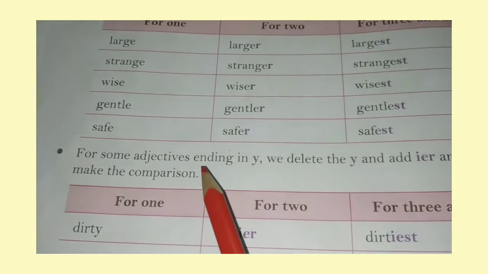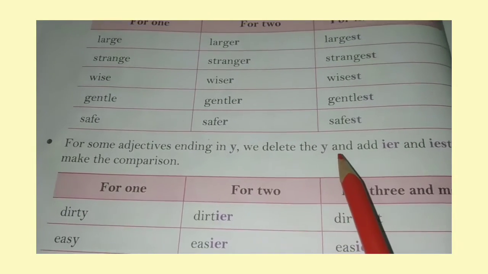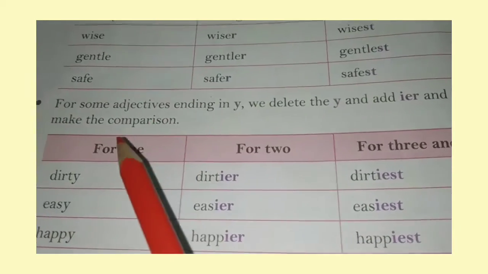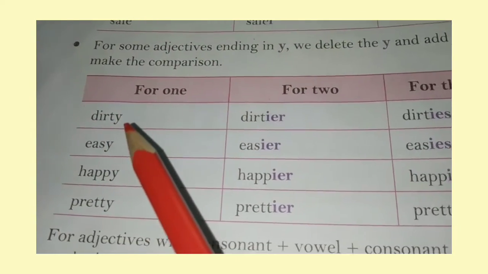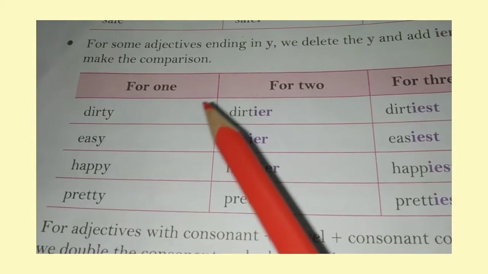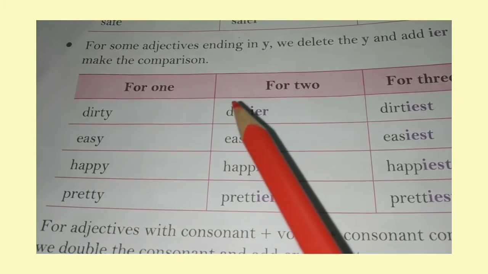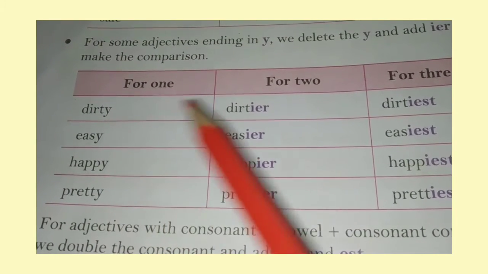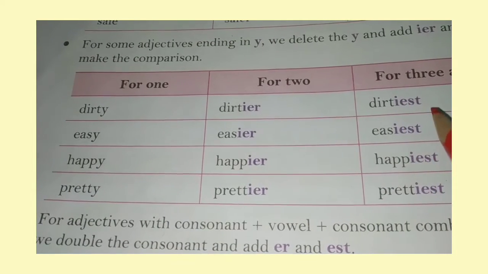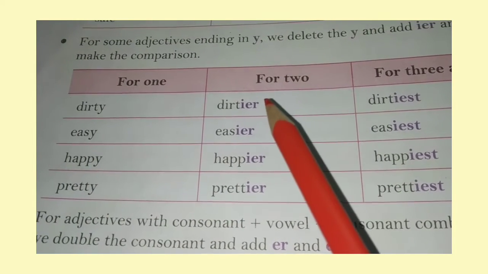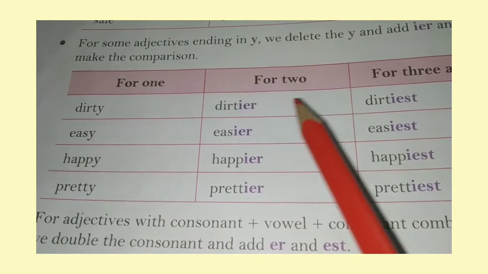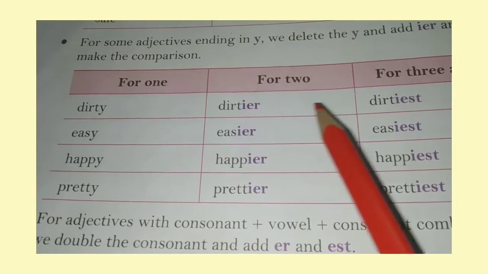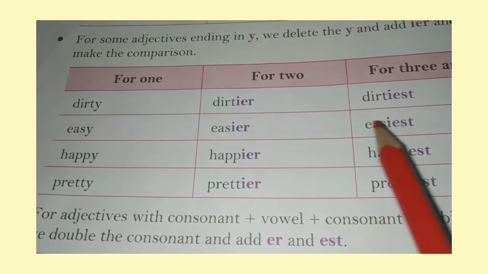Next one is, for some adjectives ending in y, we delete the y and add ier and iest to make the comparisons. Here you can see all the words ending in y. When you compare things or persons, we remove that y and add ier and iest. Remember, for comparing two things we use er, for more than two we use est. Dirty, dirtier, dirtiest, easy, easier, easiest.